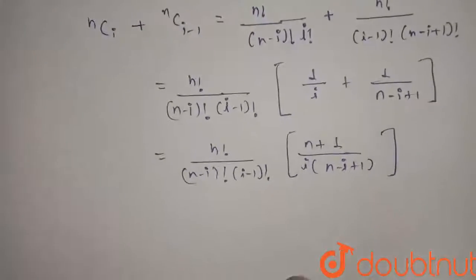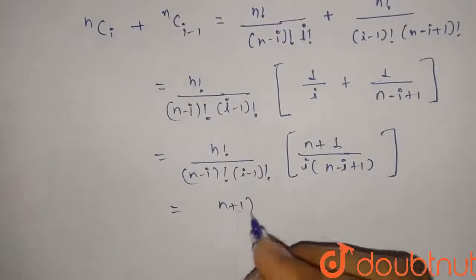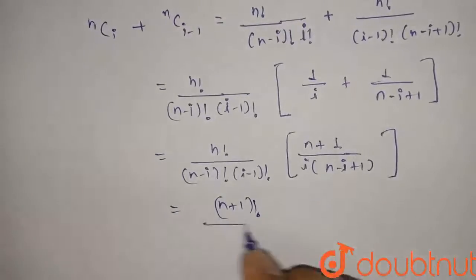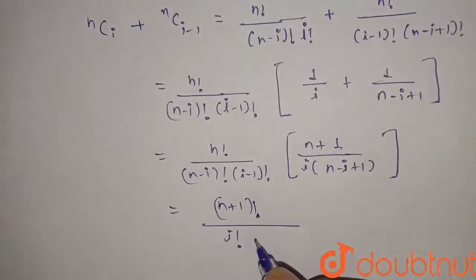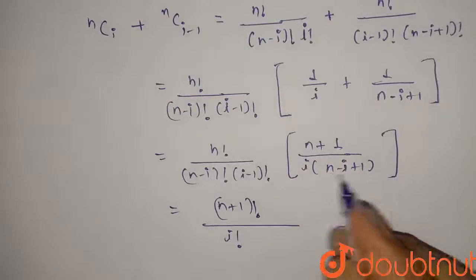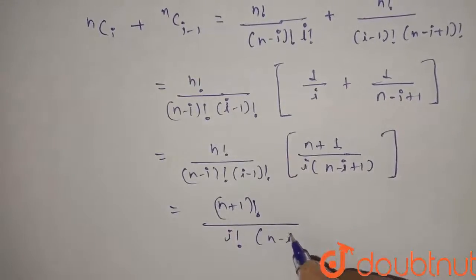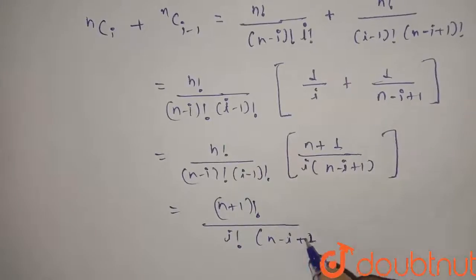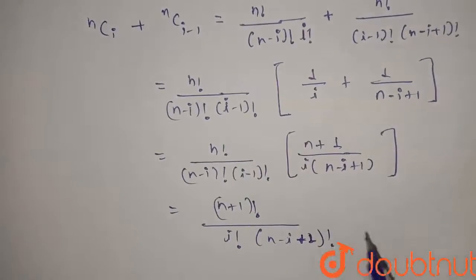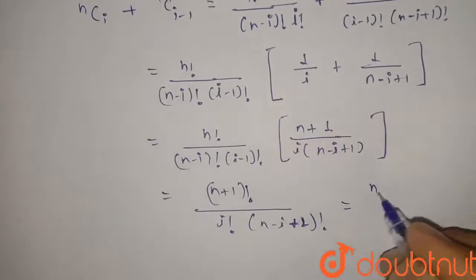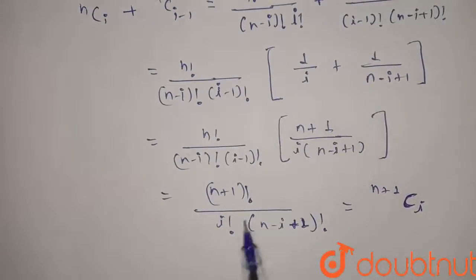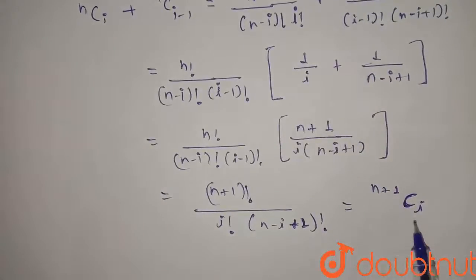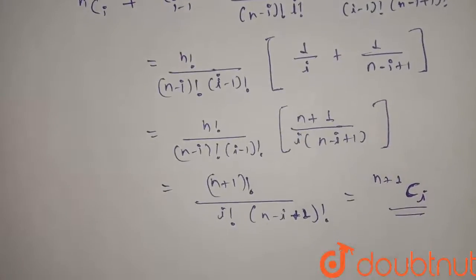Okay, so now the whole will be (n plus 1) factorial, because n factorial into (n plus 1), and in the denominator i factorial, since (i minus 1) factorial into i, and this into (n minus i plus 1) factorial, right? So this is the value of, we can say here, n plus 1 C i, because (n plus 1) factorial upon i factorial and (n plus 1 minus i) factorial.